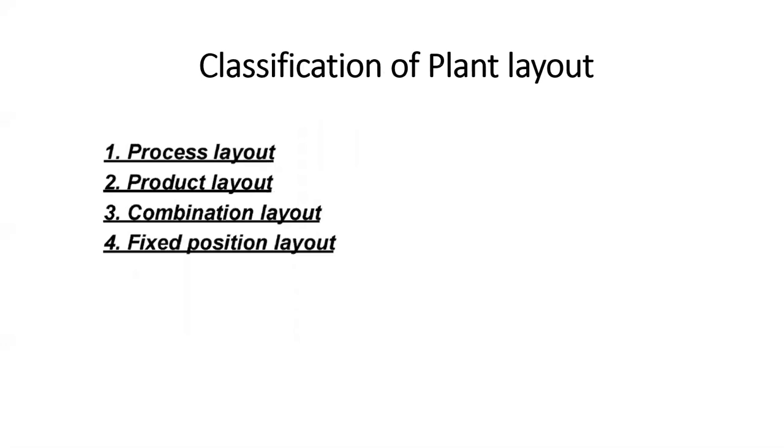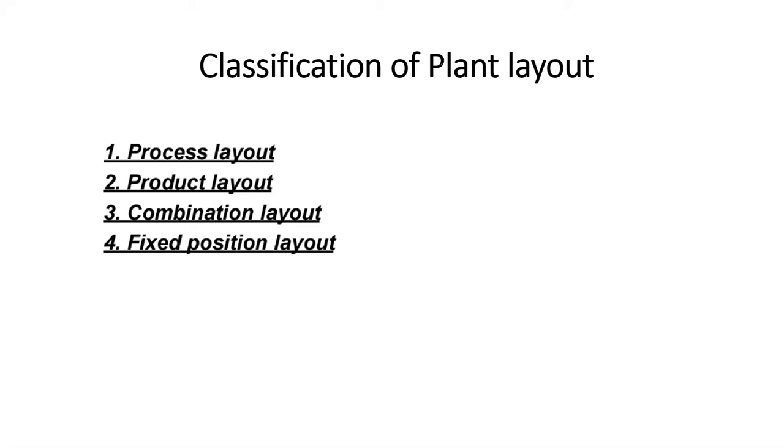Now the plant layout is generally classified into 4 parts. One is process layout, which is associated with the process in which the manufacturing is going to be done. Then is product layout. Product layout is when one product is transferred from one unit to another unit, and different products are in different units. That will be termed as product layout.